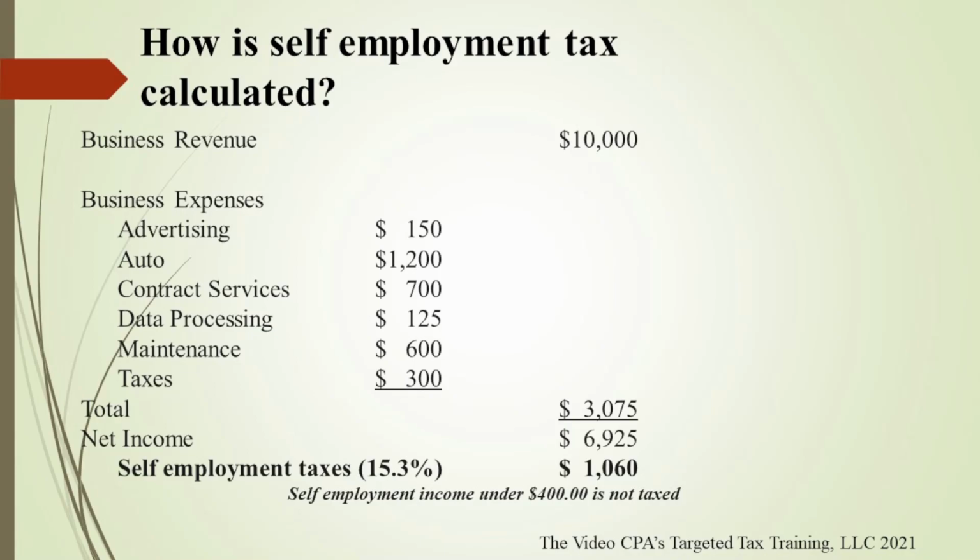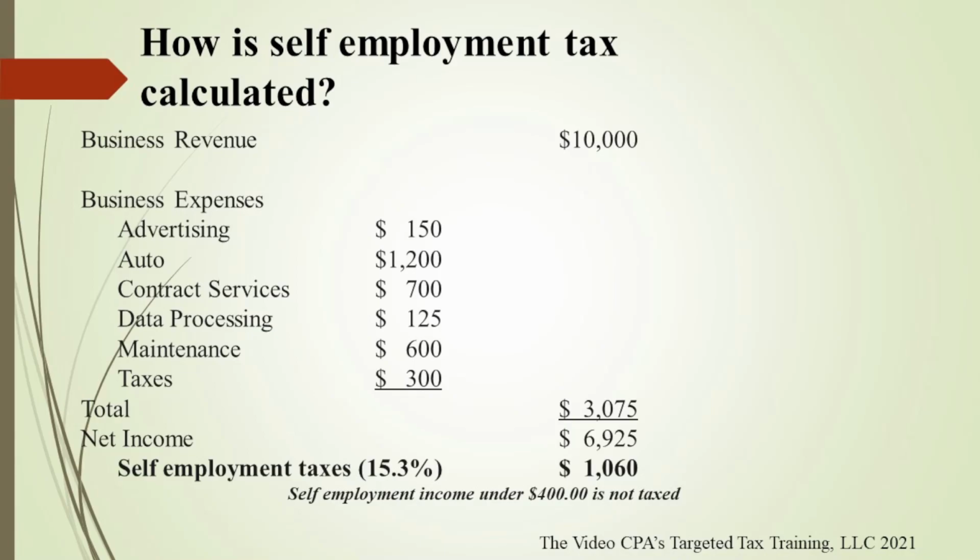So in this example, you've got $10,000 worth of revenue in this particular year. You've got expenses adding up to over $3,000. So you've got almost $7,000 worth of net income from self-employment, and you apply the self-employment tax rate to that, and you owe $1,060 in self-employment tax.